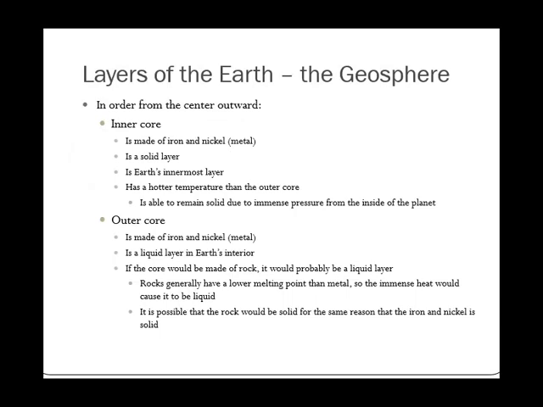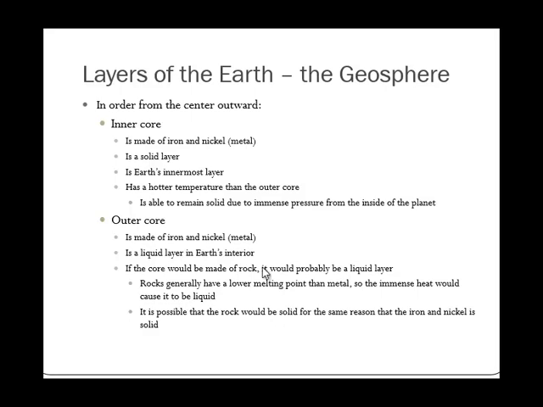Okay, now we're going to shift gears a little bit and get into earth science. The first issue is the layers of the earth, sometimes known as the geosphere. There are 4 layers of the geosphere. Geosphere means the layers of the earth, starting from the middle of the earth, working your way all the way out to the ground itself.